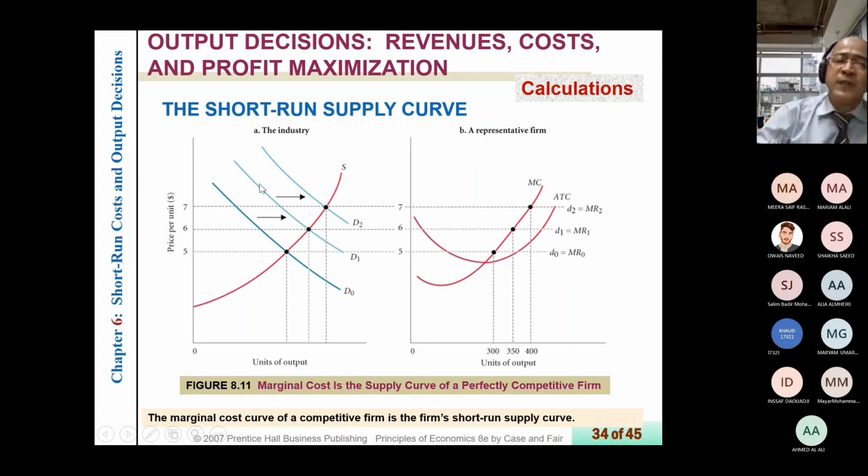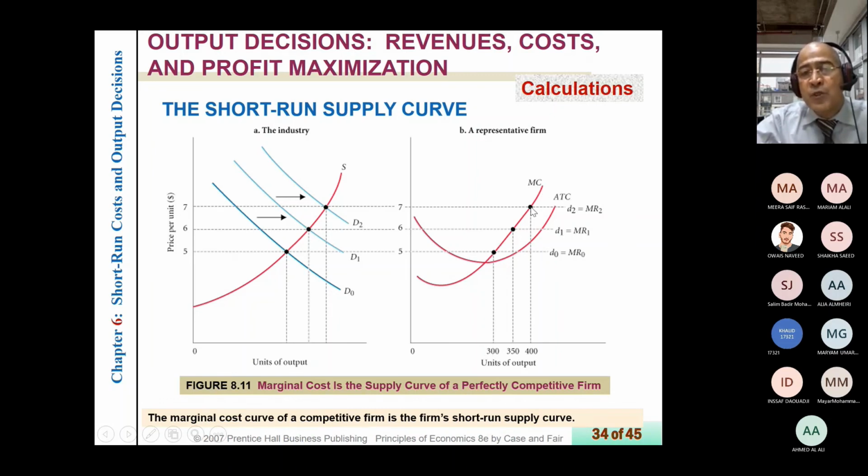Assume we discovered new seeds. Assume our preferences improved. We love consuming more tomatoes. That will increase demand. The increase in demand will shift the equilibrium point to a new equilibrium point. So the equilibrium price is 7. At 7, what is the optimal level of output? It is 400. So see here, as the price increases, the quantity produced or quantity supplied increases.